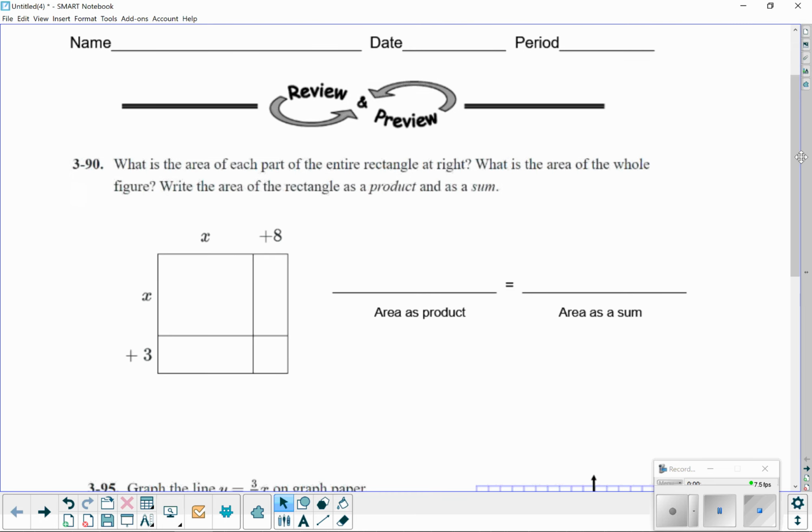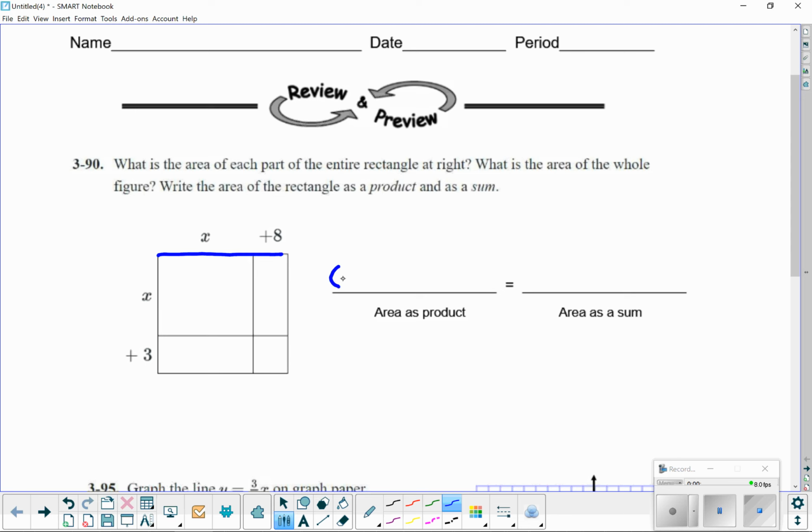What is the area of each part of the entire rectangle at the right? What is the area of the whole figure? What is the area of the rectangle as a product and the area of a rectangle as a sum? All right, so you notice that on the left-hand side, you do have the area model. And because we already have the dimensions, we have the length, which is x plus 8. I'm going to go ahead and start that off.